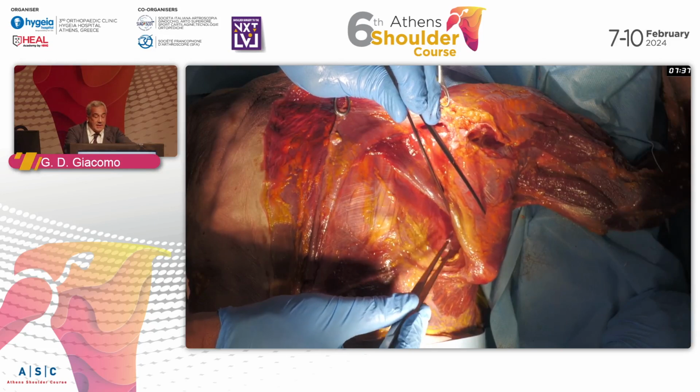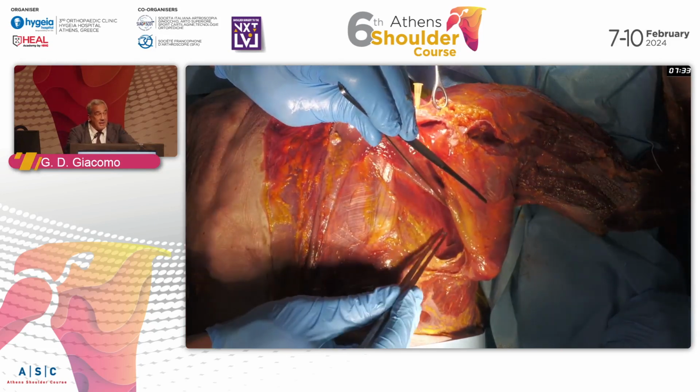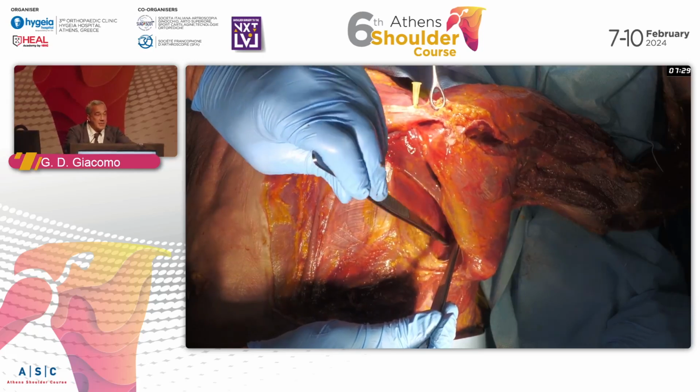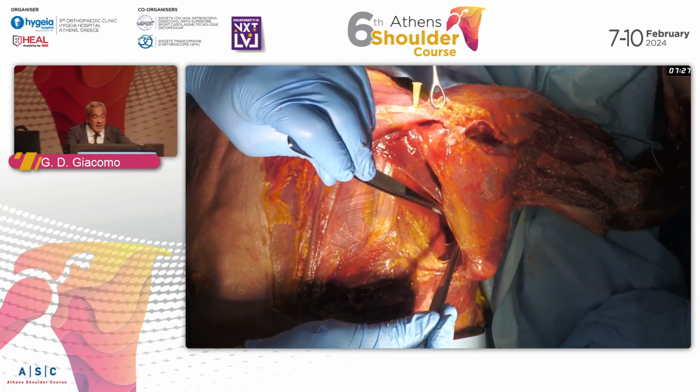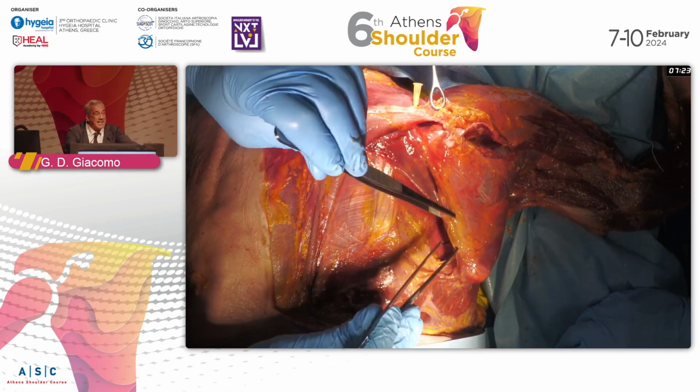Once again, the right shoulder, the posterior view. We are trying to go under the scapula, where there is the insertion of two very important muscles. One is the subscapularis, and the other one is the serratus anterior. Serratus anterior is the key point of the scapular movement. It is the muscle that works in retraction, and especially in protraction of the scapula.